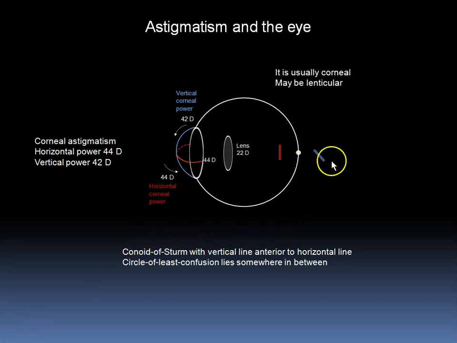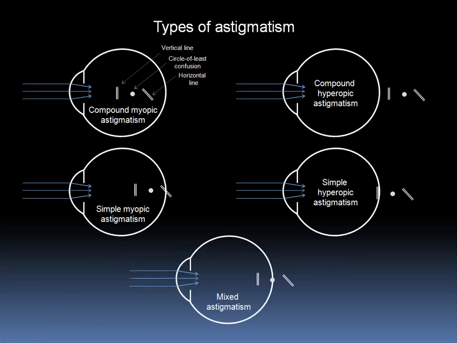If the conoid happened to intersect the retina closer to where the vertical line is, we would have had vertical ovals on the retina. Or if it had intersected closer to the horizontal line, we would have had horizontal ovals on the retina. Here we show a few types of astigmatism. In compound myopic astigmatism, the vertical and horizontal lines are shown in front of the retina.